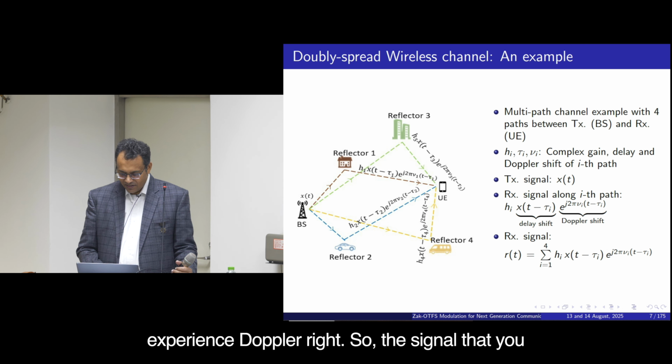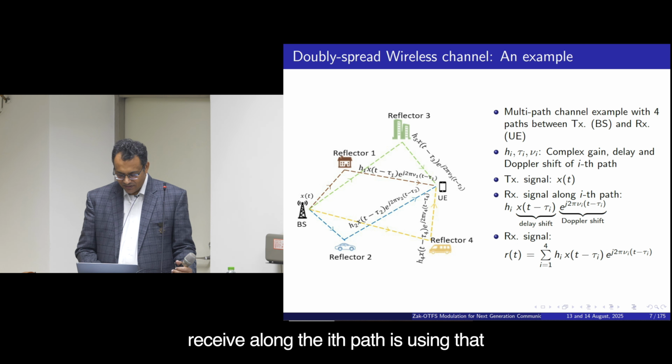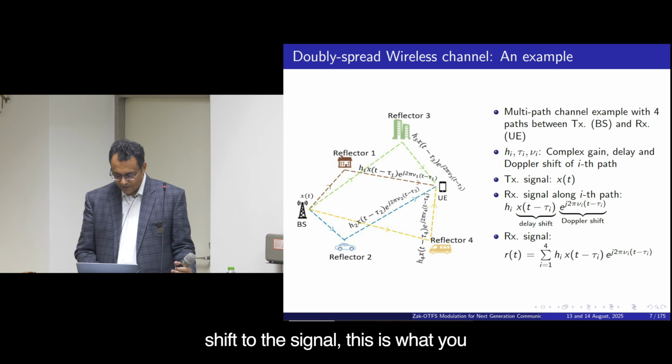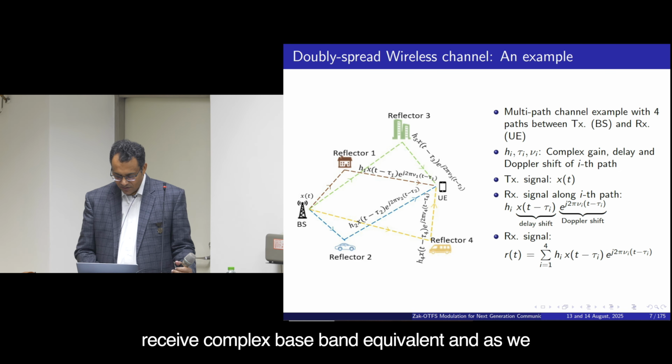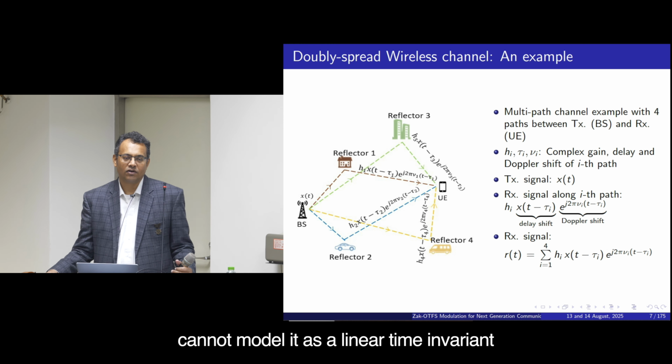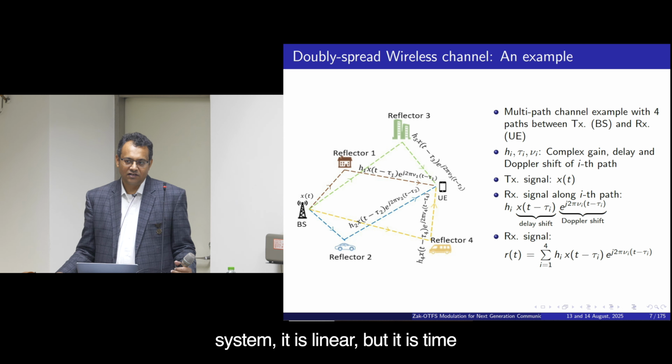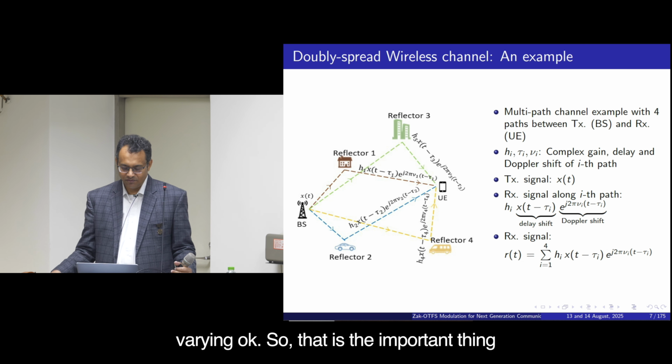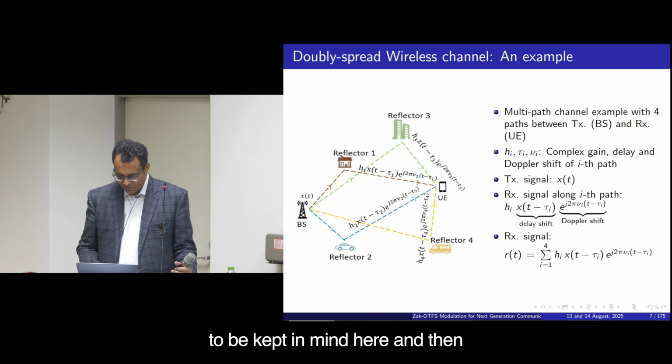So the signal that you receive along the ith path, using that model, is given by this equation. This is the delay shift, this is the Doppler shift to the signal, this is what you receive, complex baseband equivalent. And as we discussed before, you cannot model this channel as a linear time invariant system. It is linear, but it is time varying, okay. So that is the important thing to be kept in mind here.